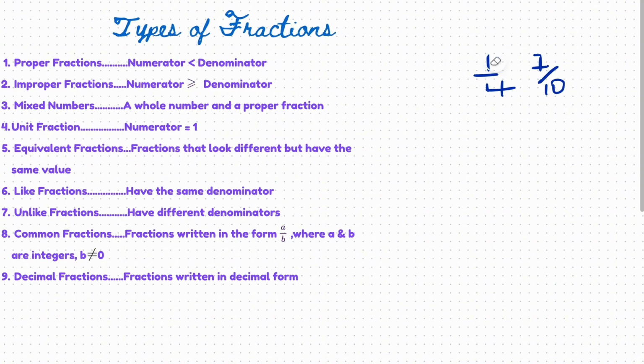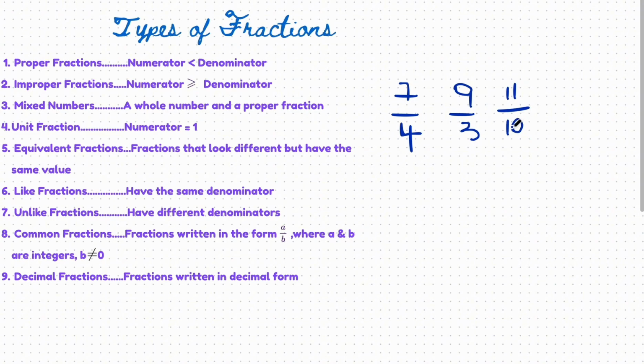What about improper fractions? Improper fractions, that's the opposite of a proper fraction. With improper fractions, the numerator is greater than or equal to the denominator. For example, 7/4, 9/3, 11/10.